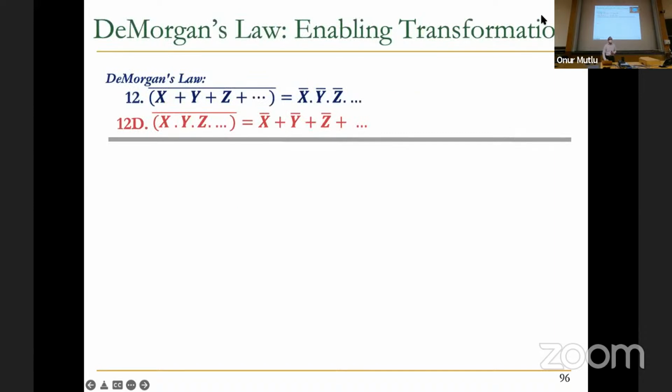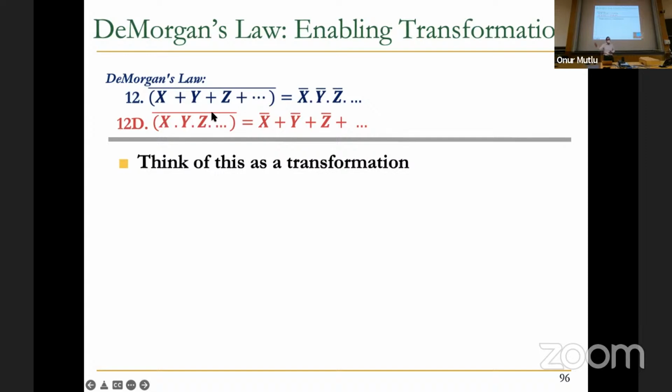Have people heard about De Morgan's laws? Okay, so many people have. So I'm going to go through this quickly also. I've been doing a lot of quick going through, as you can see. But this is really a transformation. This is what the law is, basically: the OR of variables complemented is equal to the AND of complemented variables, and its dual is also true.